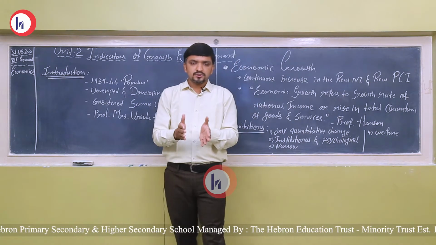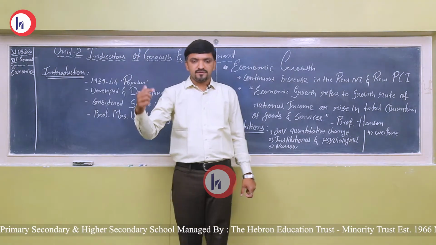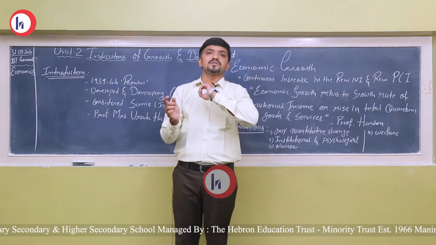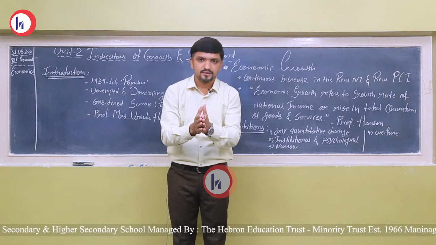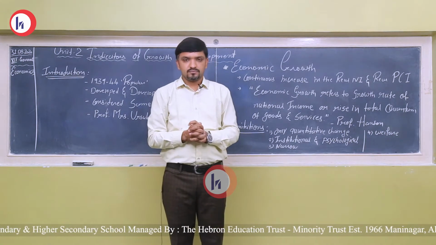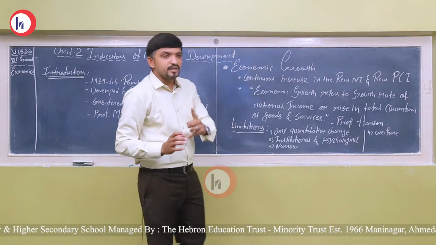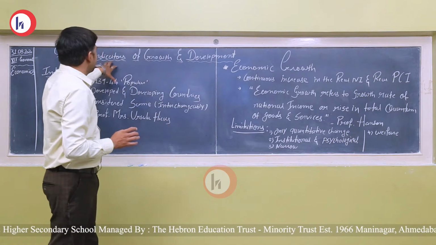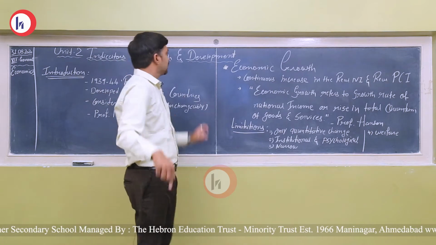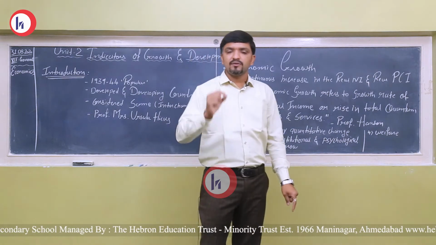So on roads, on every crossroads, such indicators are placed. That if you go this side, Narol, if you go this side, Jamalpur, if you go this side, then Dani Limda. Yes. Those are the indicators indicating your destination, that in which direction you need to move. Same way, if I am talking about indicators of growth and development, then these are the indicators which indicate growth and development of a nation.